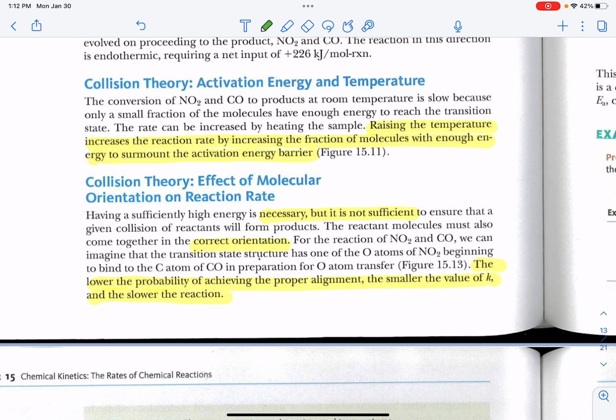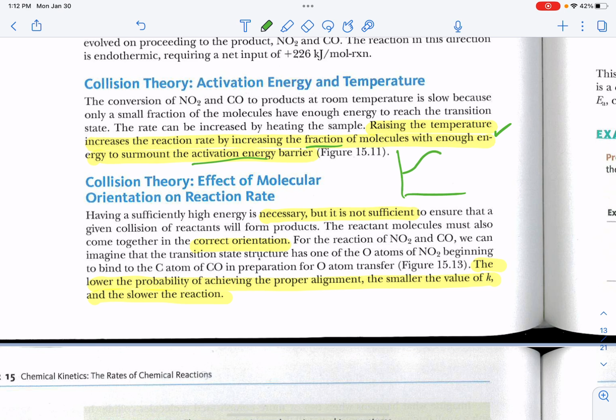And as we said before, raising the temperature increases the reaction rate because it means that there are more molecules, a higher percentage or fraction of molecules that now have enough energy to get over that activation energy barrier. In a sense, we could say that we've lowered the mountaintop.